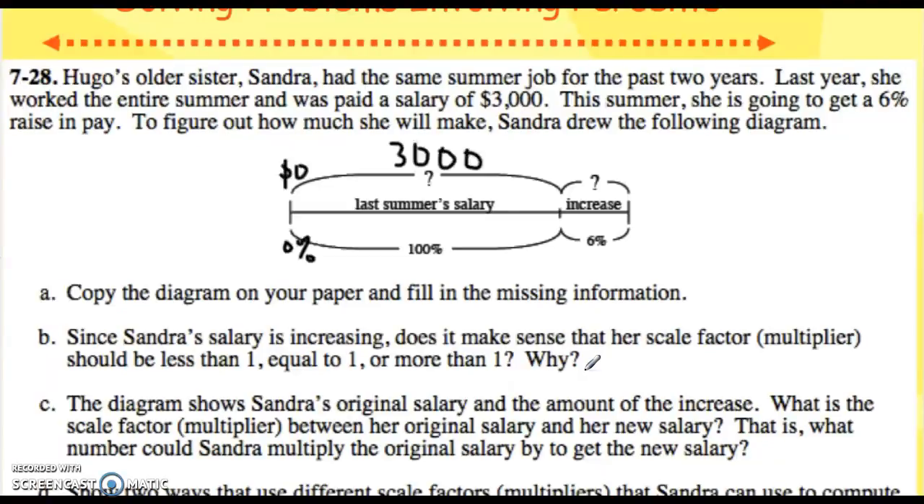Okay, hopefully you see that it would be more than 1, because if I do less than 1, it would be less than $3,000. If I do more than 1, multiplying by more than 1 will give me more than $3,000. So my multiplier would have to be greater than 1 since it is an increase in salary.